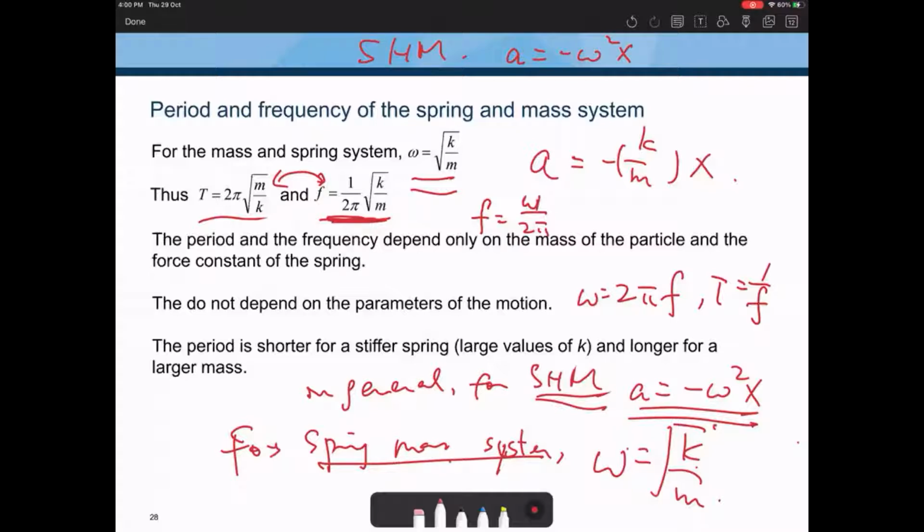For the specific scenario, which is a spring mass system, we could see that omega becomes square root k over m. And that is why we could say for the spring mass system, omega is equal to square root k over m. Once we know the omega, we could determine the frequency by the equation omega equals 2 pi f. And once we know the frequency, we could determine the period by T equals 1 over f. So that is how we work out the situation.